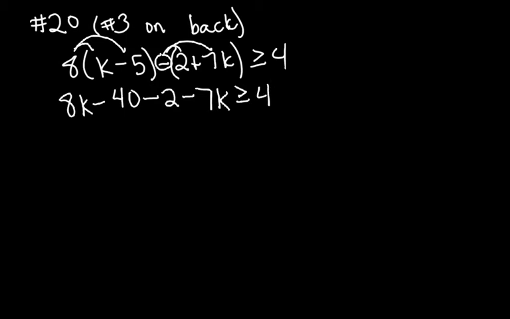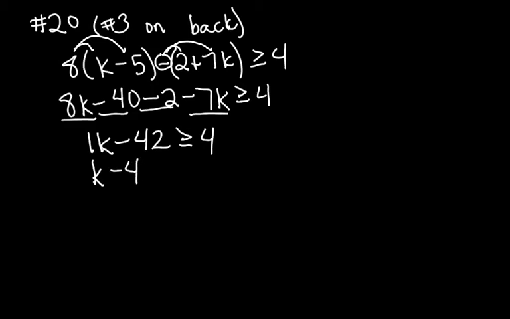I'm going to combine my like terms now. 8k minus 7k is 1k. Minus 40 minus 2 is minus 42. Like signs, add and keep. Now I'm going to just rewrite it as just plain k, because 1k and k are the same.